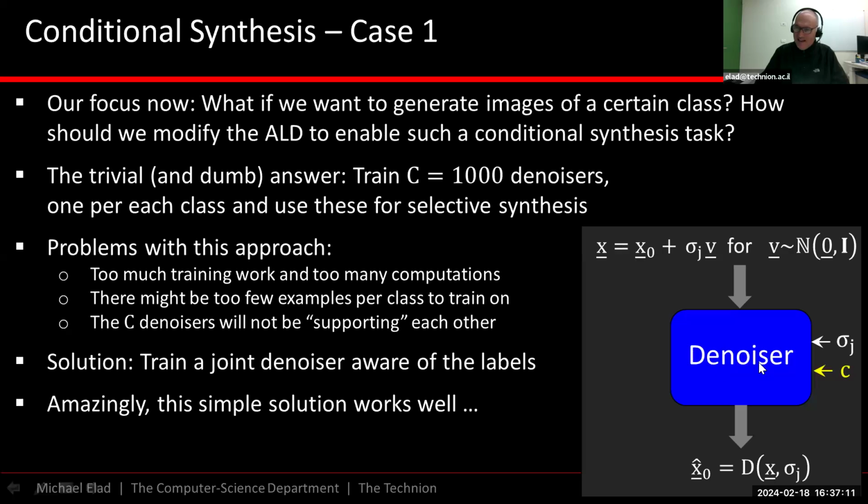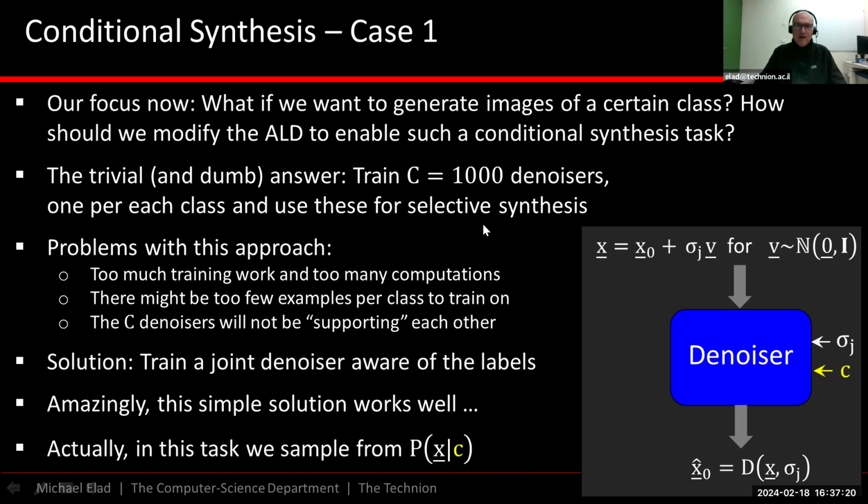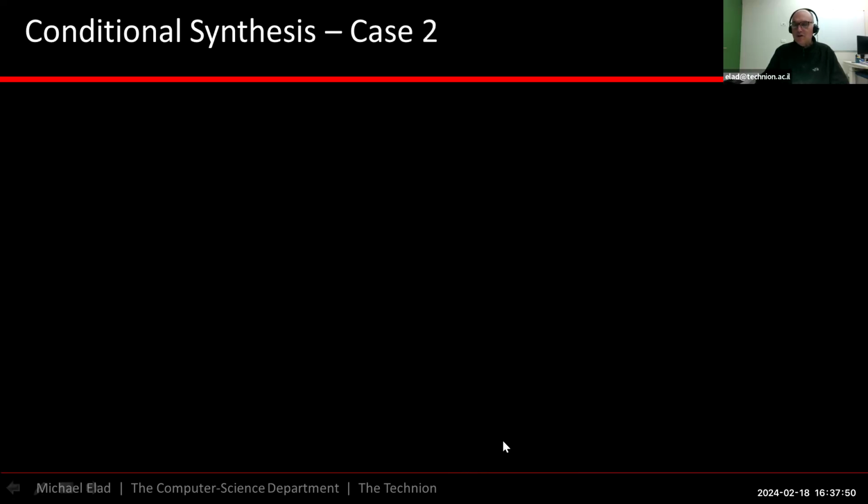Surprisingly, this simple idea works great, and we will talk about it later on today. At the moment, I'm just giving you intuition. What are we doing here when we are deploying such a denoiser? We are essentially asking to sample from the conditional probability of the images given the class. So for the duration of today's talk, we will be sampling from posteriors, or conditional probabilities, of the images given something. And at the moment, this something is the class that we aim to generate from. Okay, so this was case number one.